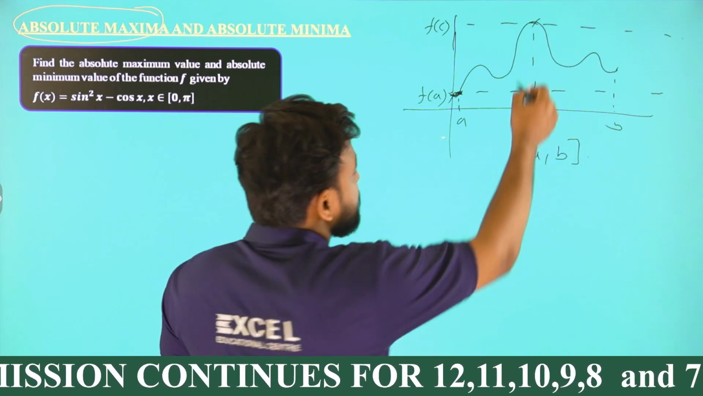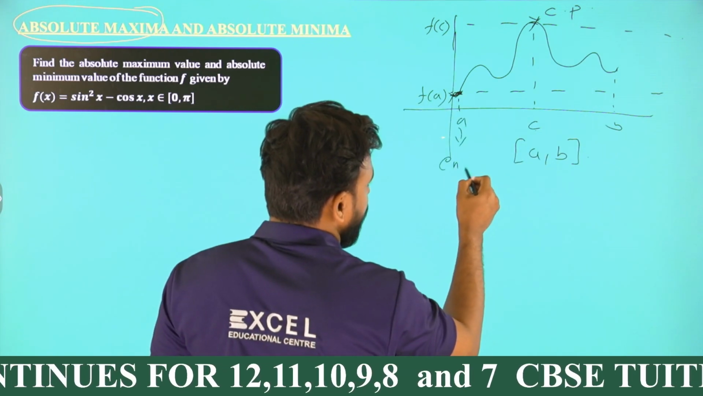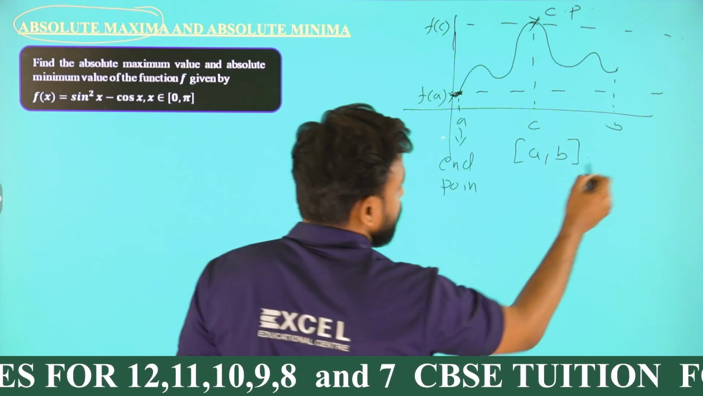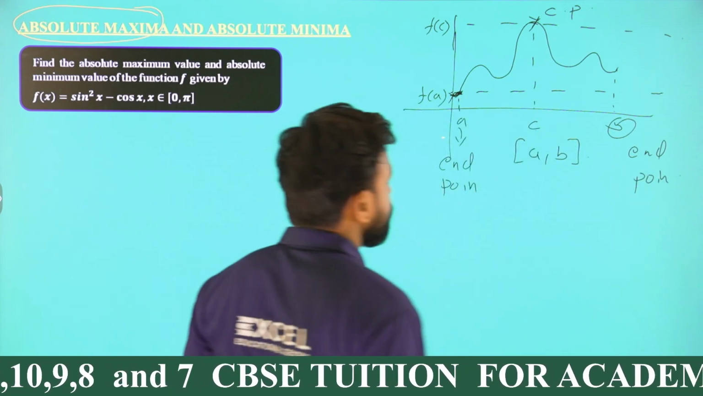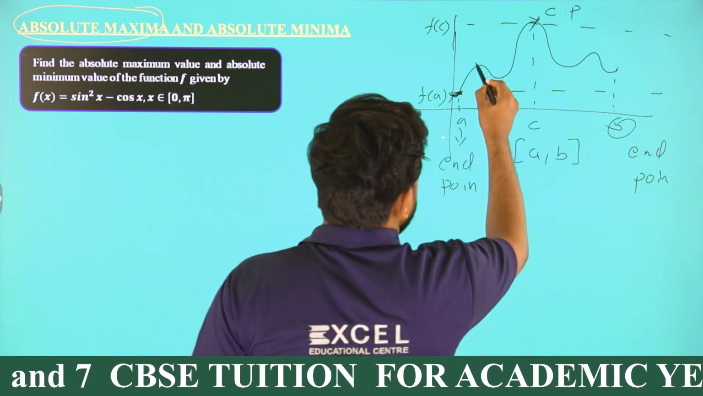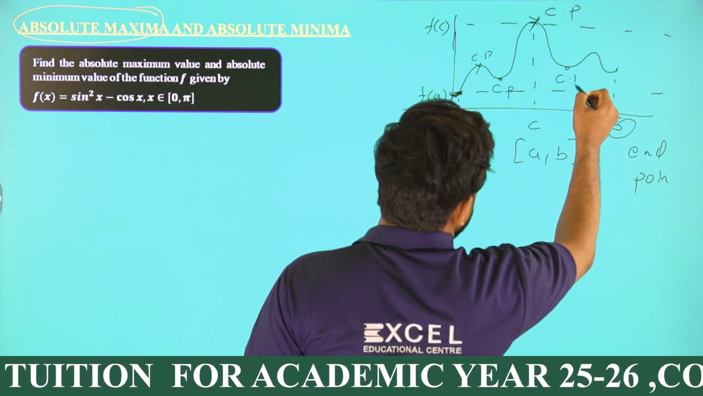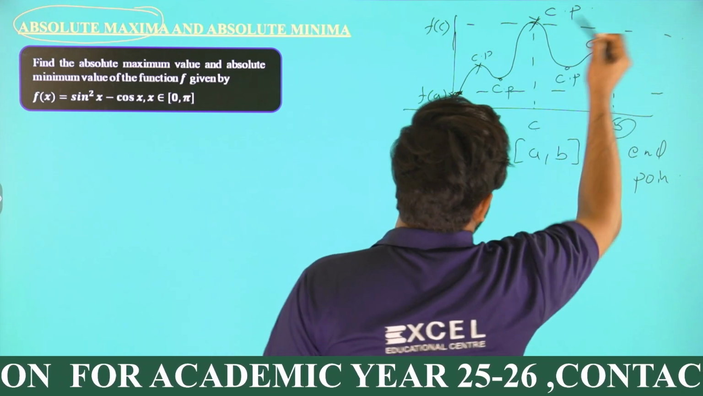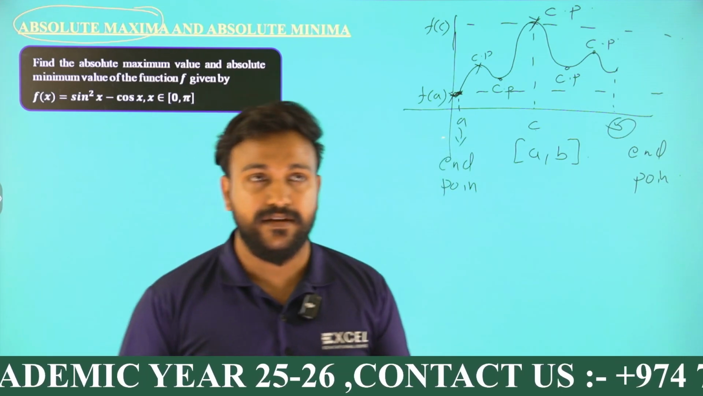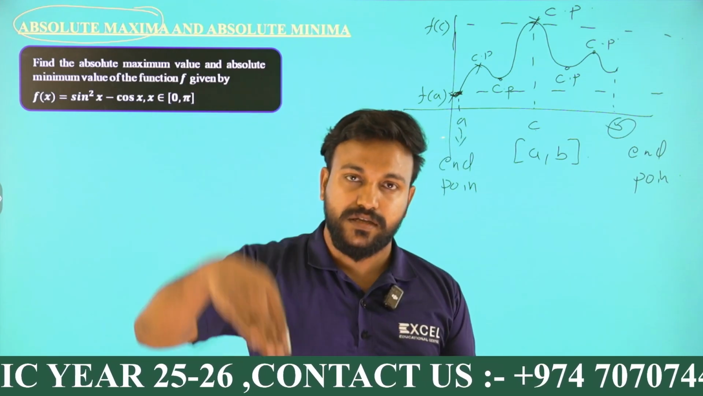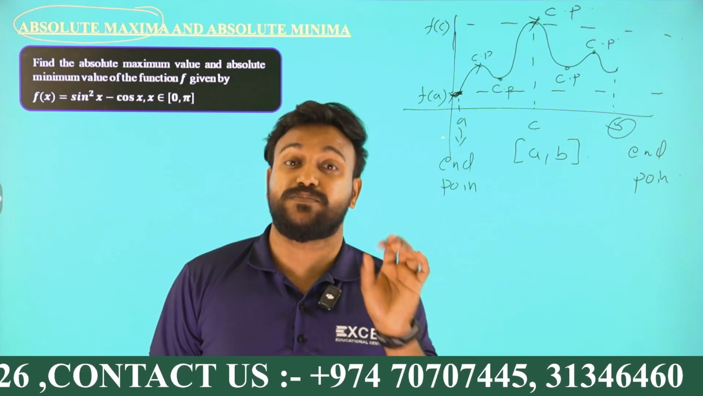So this is a critical point. This is not a critical point. It's an end point. This is also an end point. Ready? Listen. This is a critical point, this is a critical point, this is a critical point. Critical point means that's where the function is changing its behavior from increasing to decreasing, or decreasing to increasing, or increasing to increasing. At that critical point, it's a point of inflection.